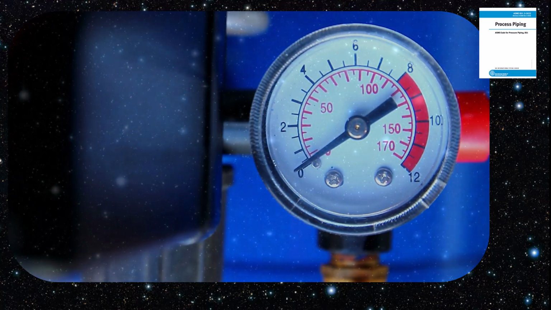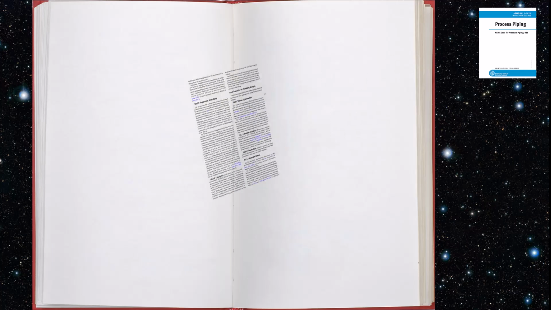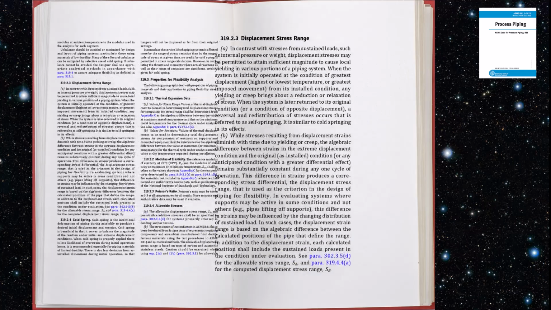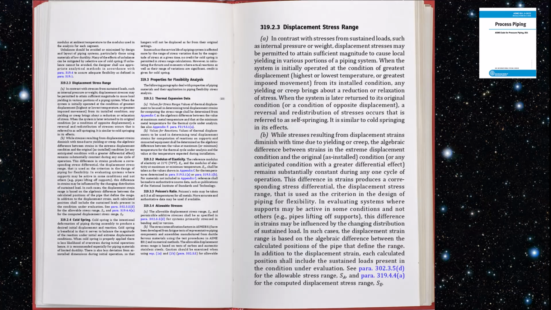We now go to ASME B31.3 paragraph 319.2.3 to look at displacement stress ranges. This section covers the displacement stress range from the displacement stress strain we just studied, specifically temperature, as you see, highest or lowest temperature, and also greatest imposed movement, which remember was wind, sway, wave, and also settlement.